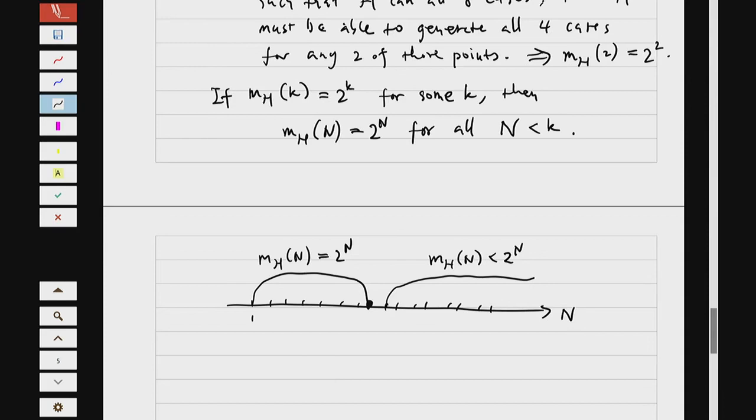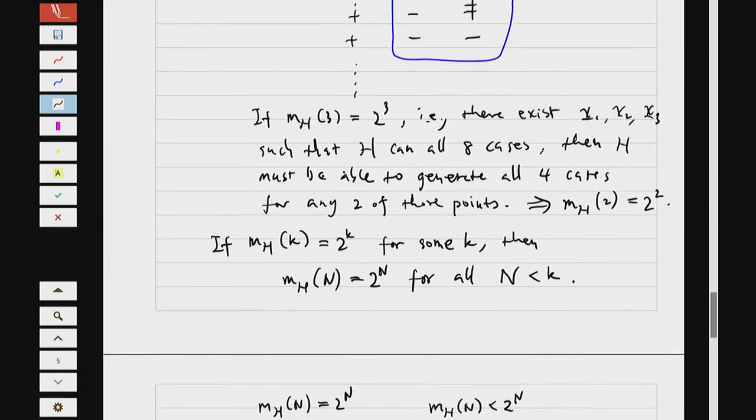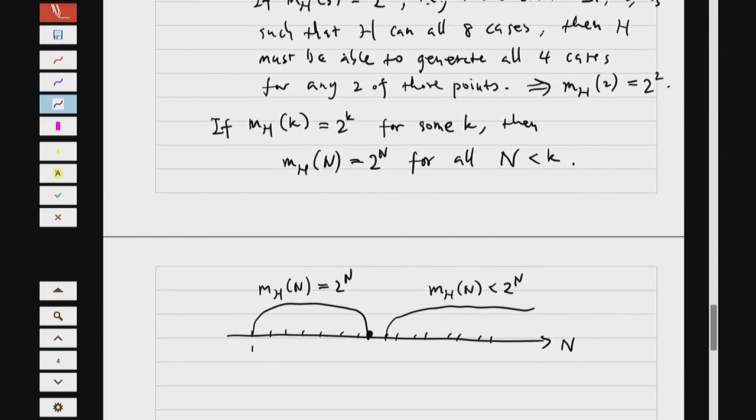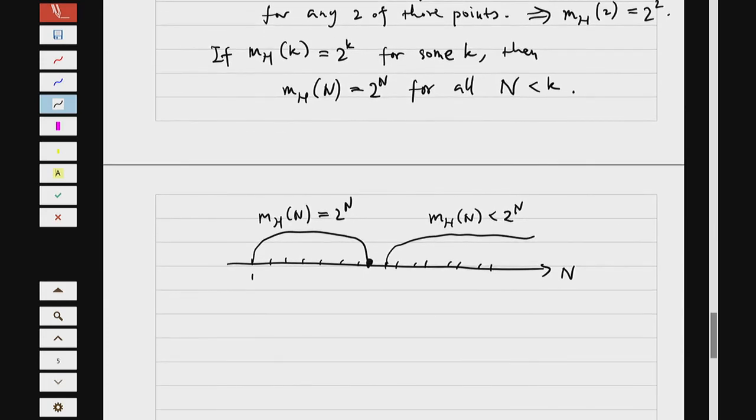Basically, there are no holes in the middle. We cannot have a hole that says, for this n value, I cannot get to 2 to the nth power. If you can get one here, then for all of them below, you have 2 to the nth power. So that's basically this example. This example shows, in general, we have this conclusion. There is a boundary somewhere between 2 to the nth power and less than 2 to the nth power for the growth function. And the boundary point here is called the VC dimension.